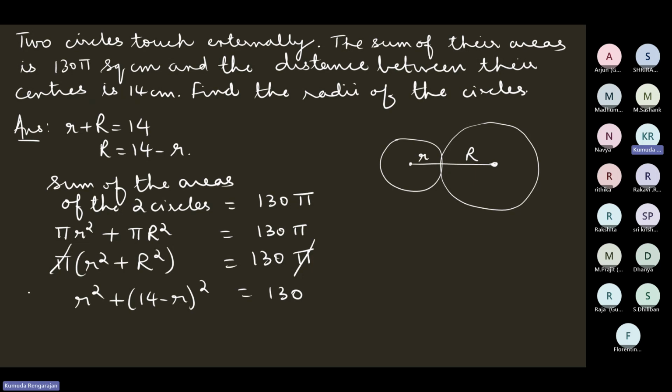The sum of their areas, so area of circle 1 plus area of circle 2, is 130 pi. And the distance between their centers is 14 centimeters. What is the distance between their centers? R plus r. Distance between their centers is equal to 14. That means R plus r is equal to 14. Am I right, children?